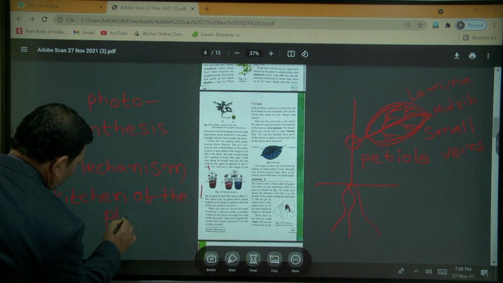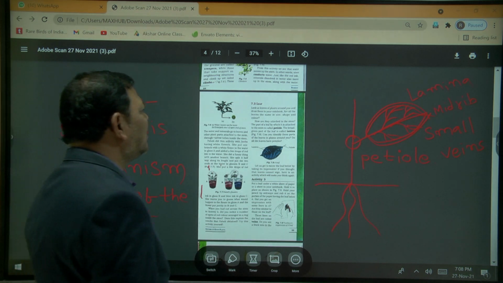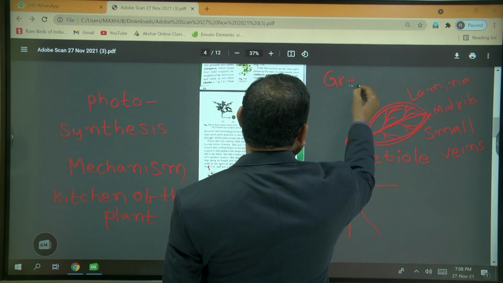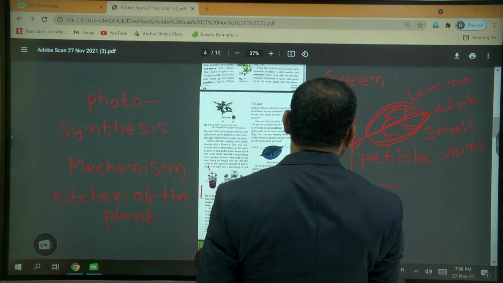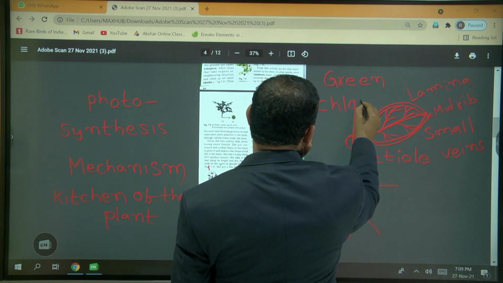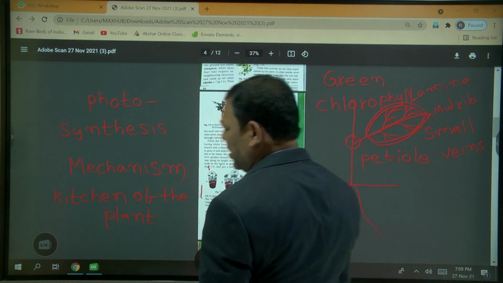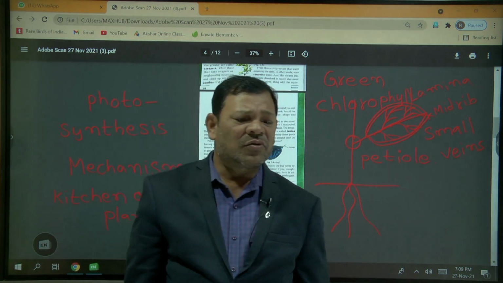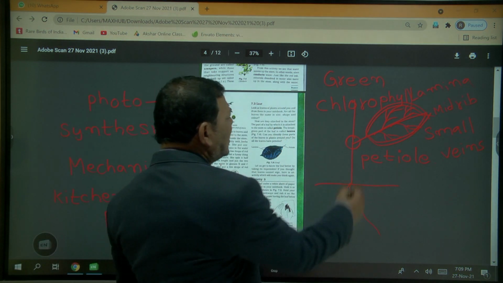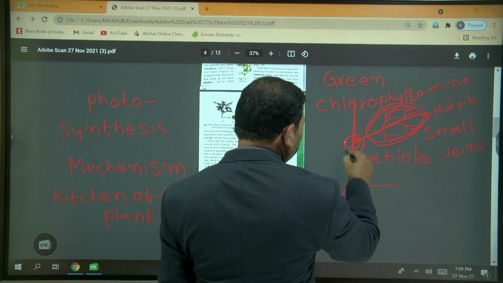Next, actually leaves are which in color? Generally you know very well, leaves are green in color. Why are the leaves green in color? Because of chlorophyll. Chlorophyll pigment is present. What are the parts present in the leaf? Where the stem is attached to the leaf, that particular part is known as the petiole.